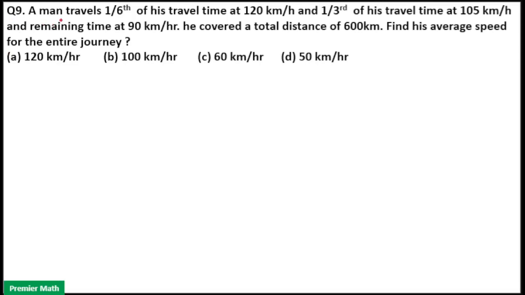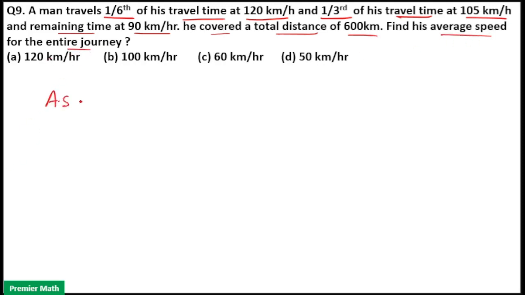Next is question number 9. A man travels 1 by 6 of his travel time at 120 km per hour and 1/3 of his travel time at 105 km per hour. Remaining time at 90 km per hour. He covered a total distance of 600 km. Find his average speed of the entire journey.